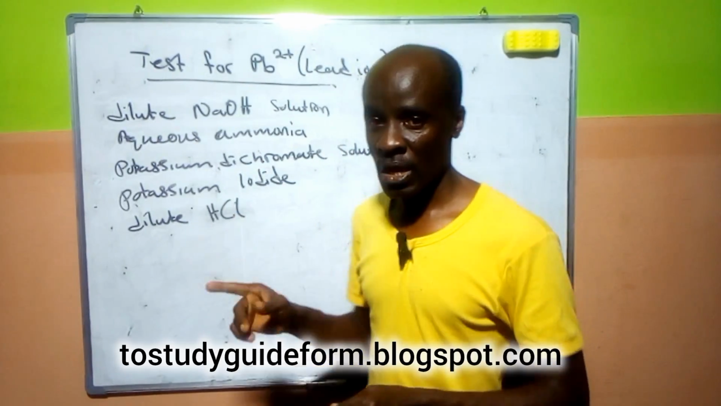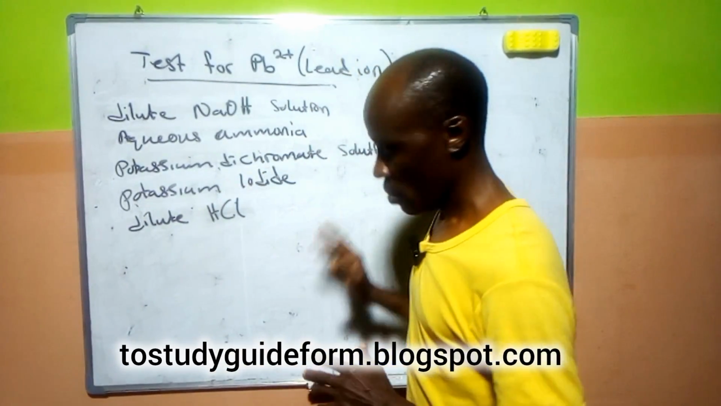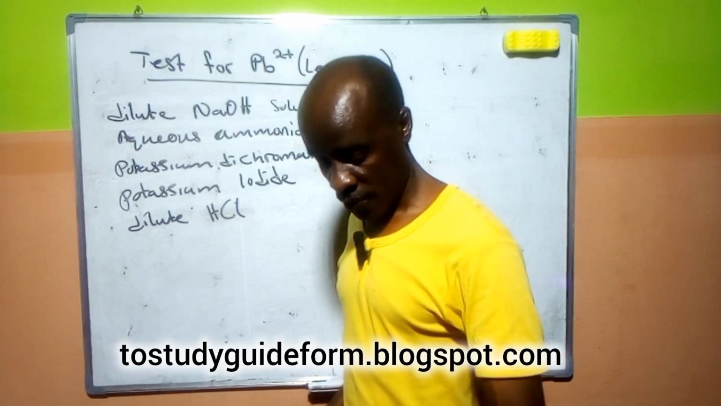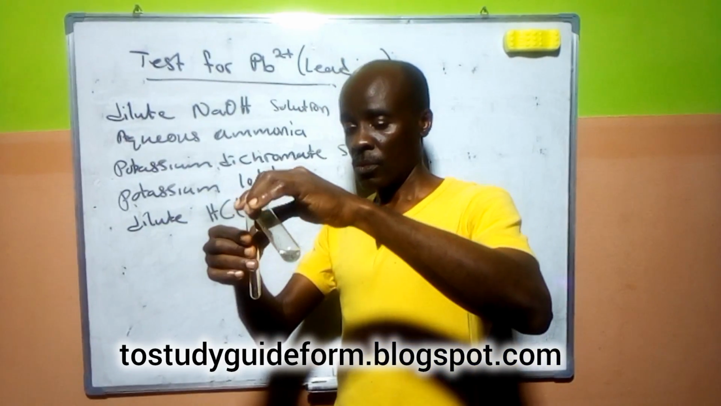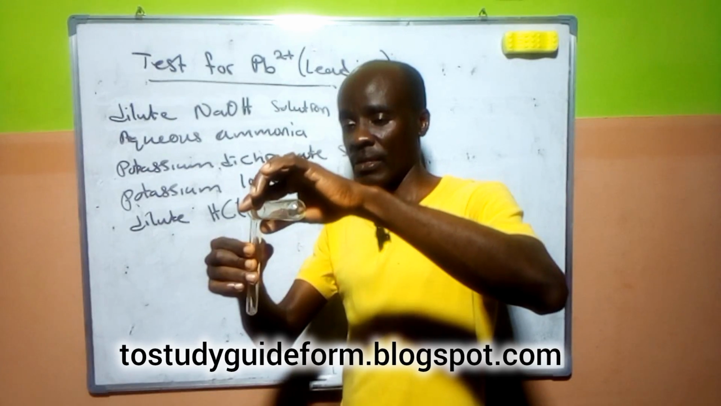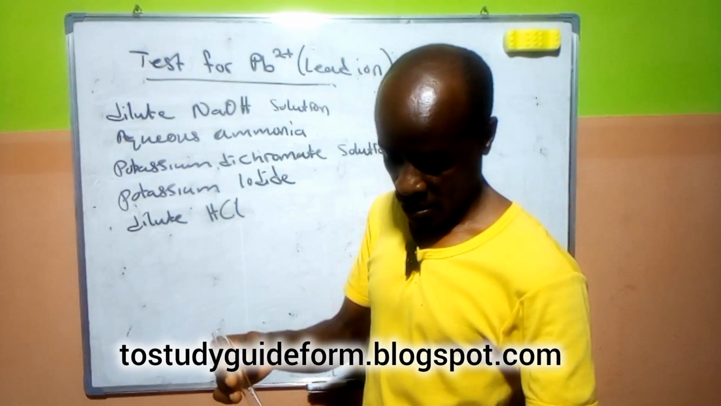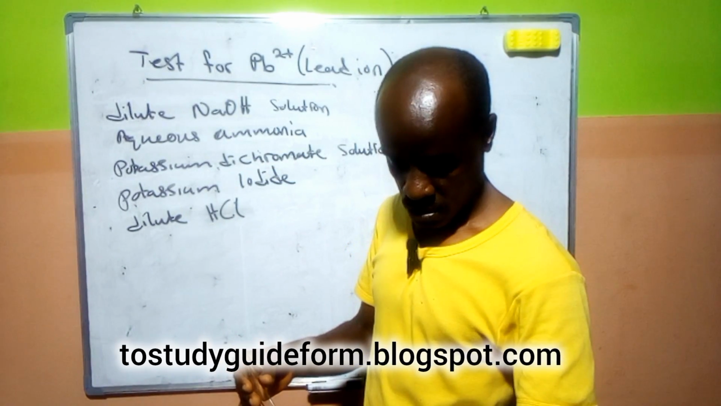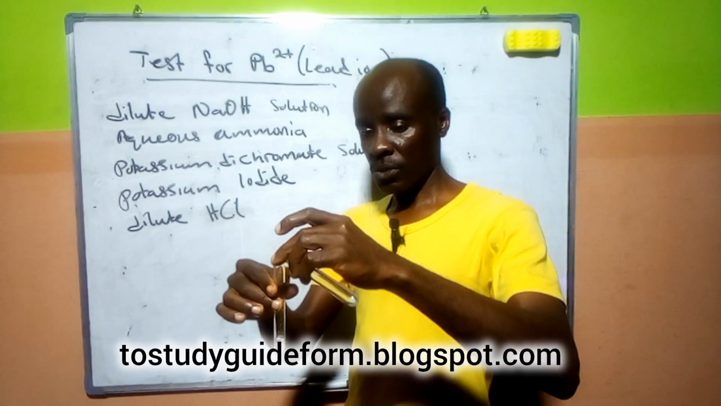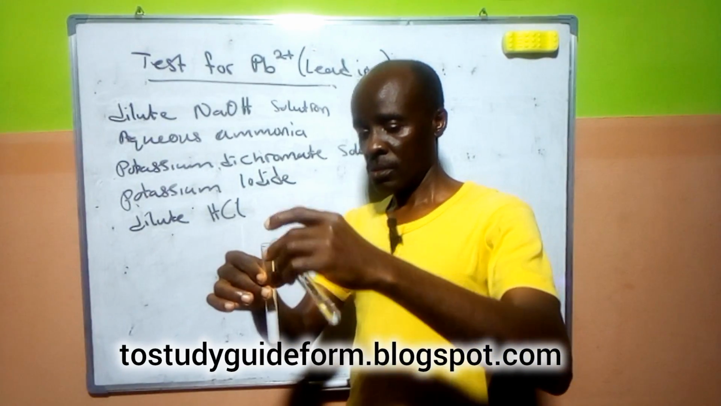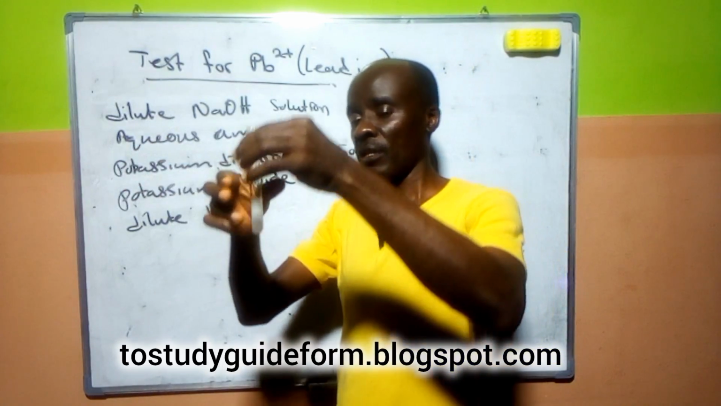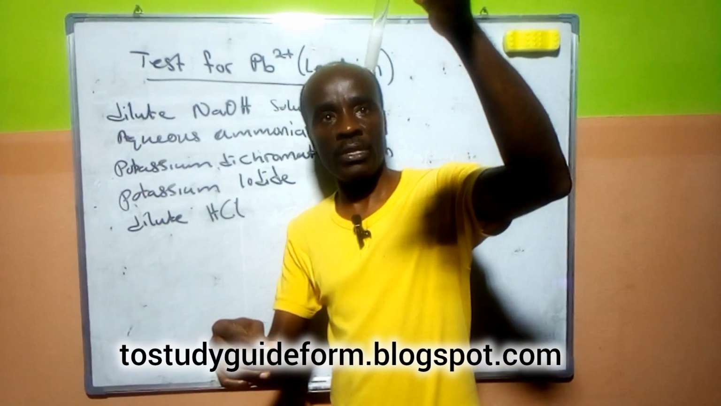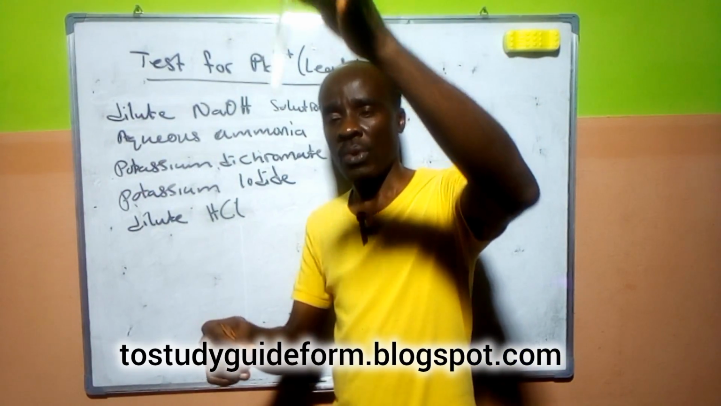So that's what we're going to do now, to show you another method of identifying this ion. So if we have our lead here, then we add hydrochloric acid. Notice the white precipitate that is formed. Now this white precipitate, when we heat it, we're going to be heating it right away.